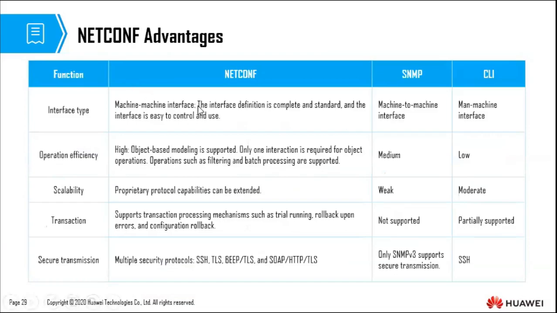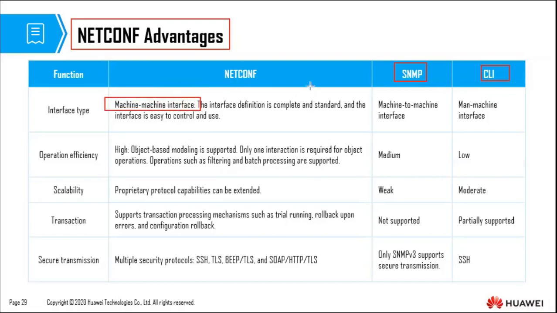Okay, so advantages of NetConf, and we're also comparing them to SNMP and CLI. So why NetConf? One advantage is the interface type. For NetConf, it's a machine-to-machine interface, just like SNMP. On the other hand, CLI is one-to-one and a man-to-machine interface. Then operational efficiency. The efficiency here is very high, SNMP medium, CLI low.